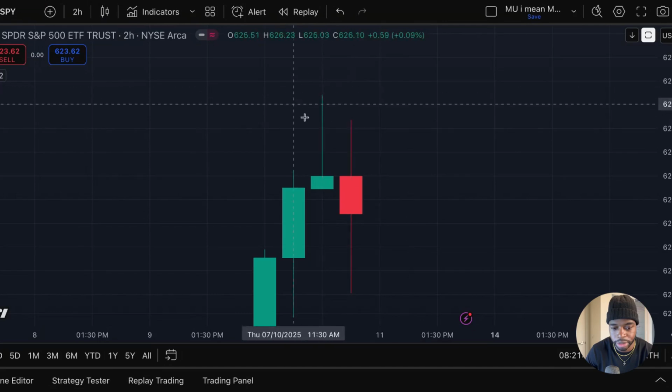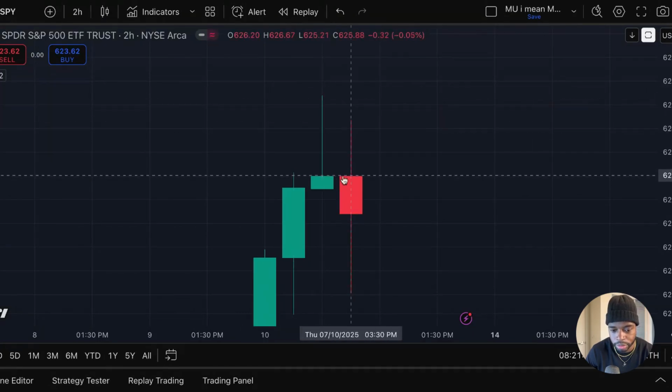Notice we have these big topside wicks here, but we end up getting pushed right back down to that same level one time, and then again. Something is important about this level right here, 626.19 on SPY.